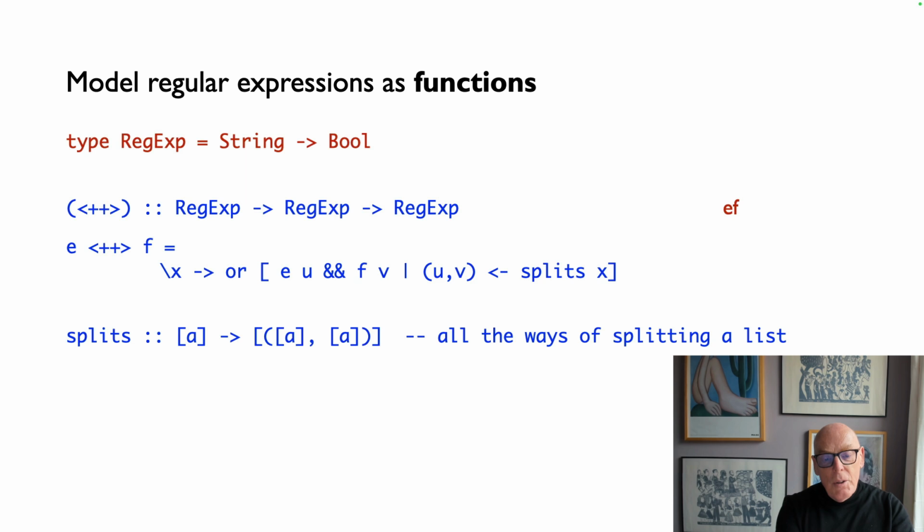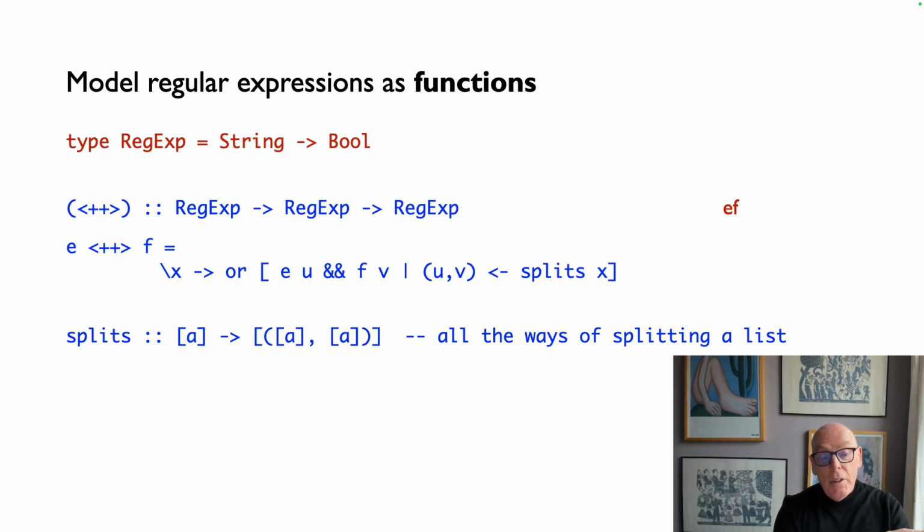What we need to do is look at all the ways you can split up a string. And what I'm going to define in a second is this function splits that does that. It takes a string and returns a list of pairs of strings, which are all the ways of splitting up the string. And then here we have a list comprehension, and it says run through all the possible splits where you say the first half is U, the second half is V.